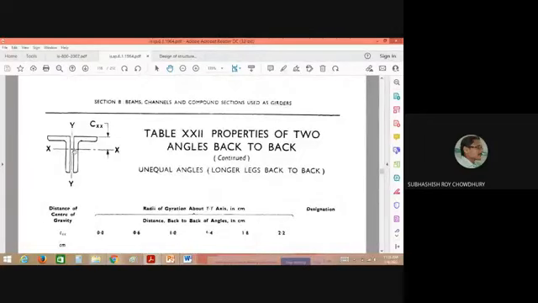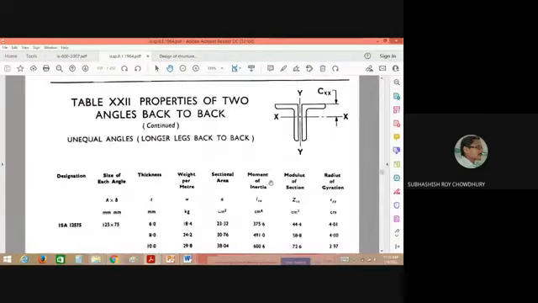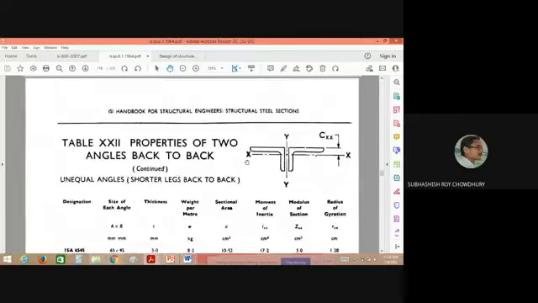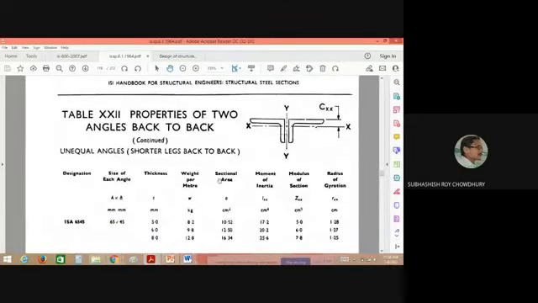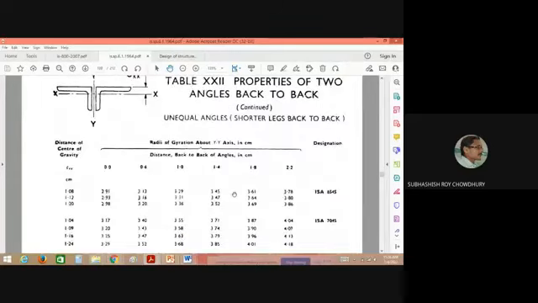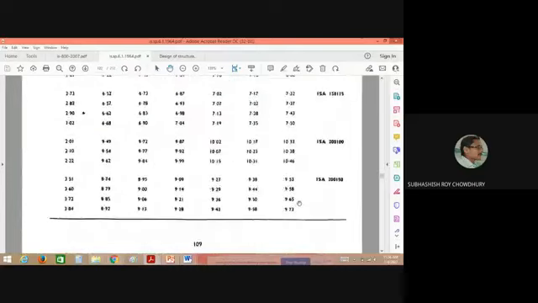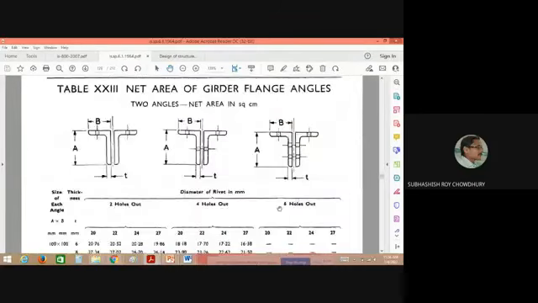This is an unequal section, long angle back to back. You may arrange it in another way, that means a short angle back to back. But here it is a long angle back to back, which is more common. Now this is the short angle back to back. So these are the standard sections and their compound forms that we generally use for the purpose of designing of the steel structural component.